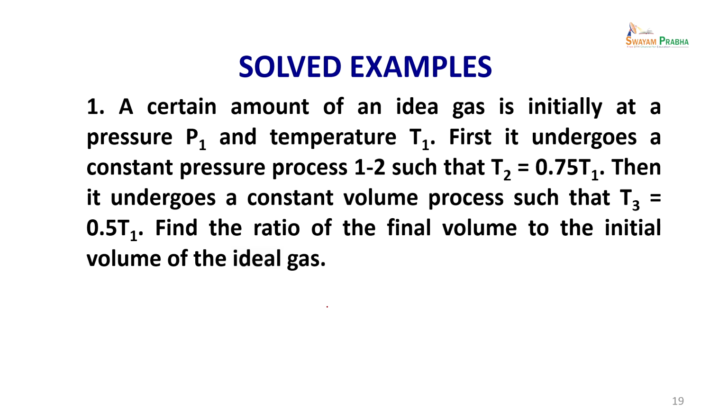Let us see some solved examples based on the concepts and the theory which we have seen about thermodynamic systems and the various processes. First numerical question: a certain amount of an ideal gas is initially at a pressure P1 and a temperature T1. First, it undergoes a constant pressure process such that T2 is equal to 0.75 T1. Then it undergoes a constant volume process such that T3 is equal to 0.5 times T1. Find the ratio of final volume to initial volume of the ideal gas.